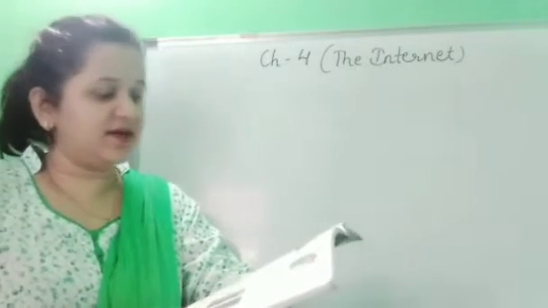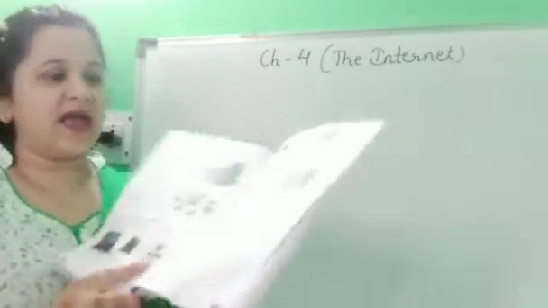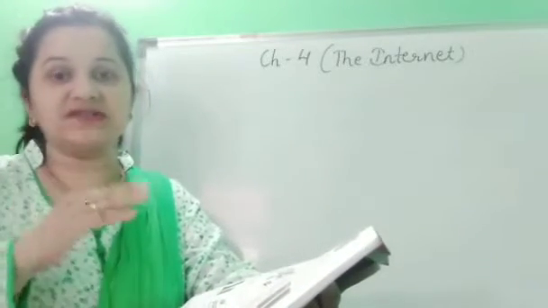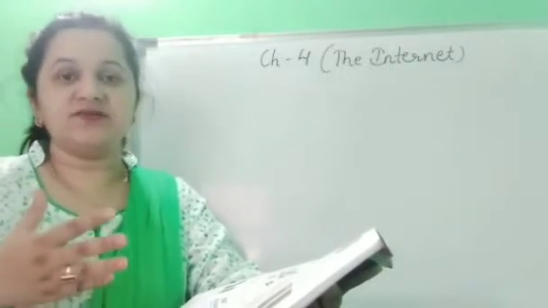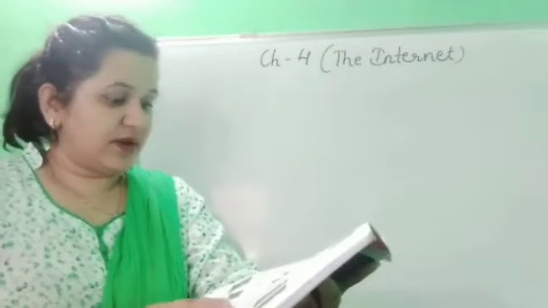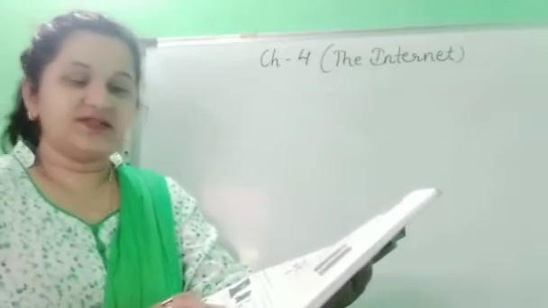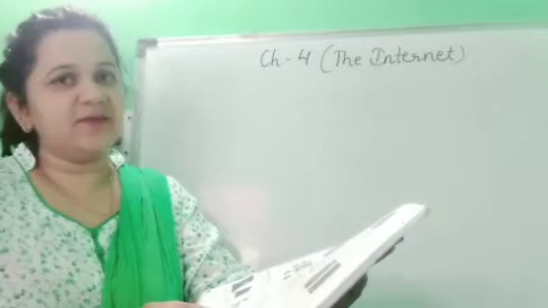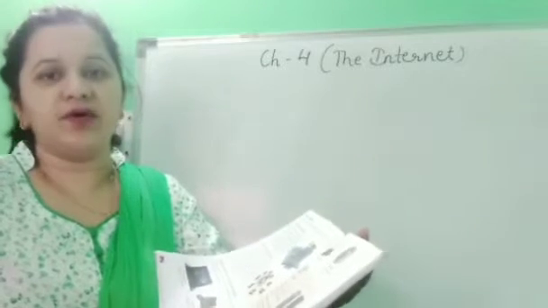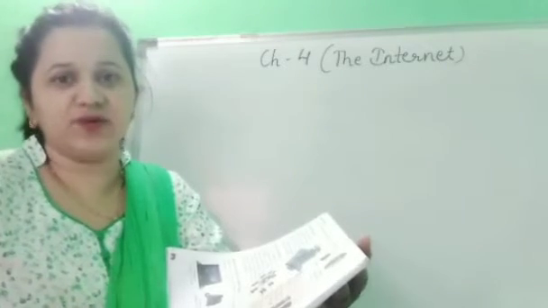How many types of networks are there? In this book only 2 types are given: local area network and wide area network. A local area network is established within a small area, and a wide area network is spread across the world. Next we have studied the various devices required for an internet connection: computer, telephones, internet service providers like BSNL, Jio, Vodafone, etc. A modem is also required, and a web browser. A few examples of web browsers are Google Chrome, Opera, Internet Explorer, etc.